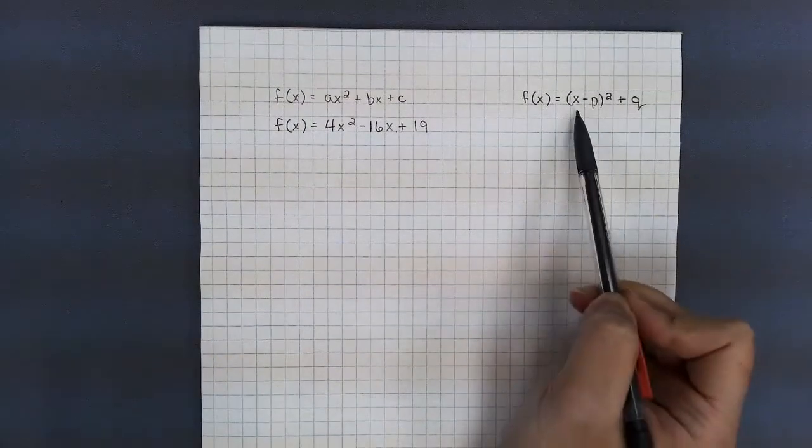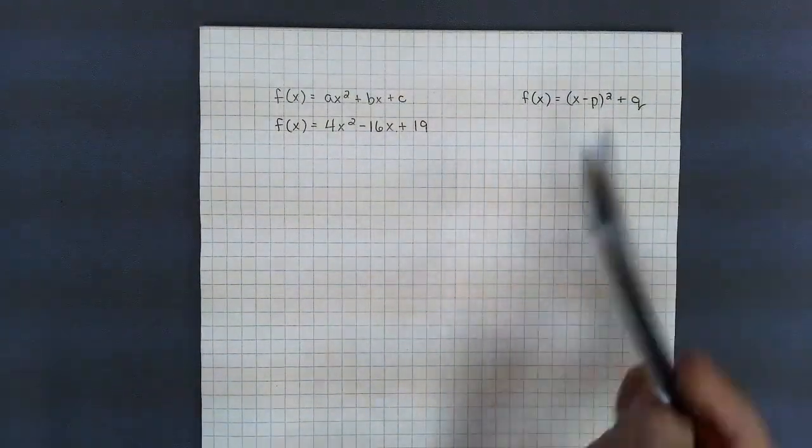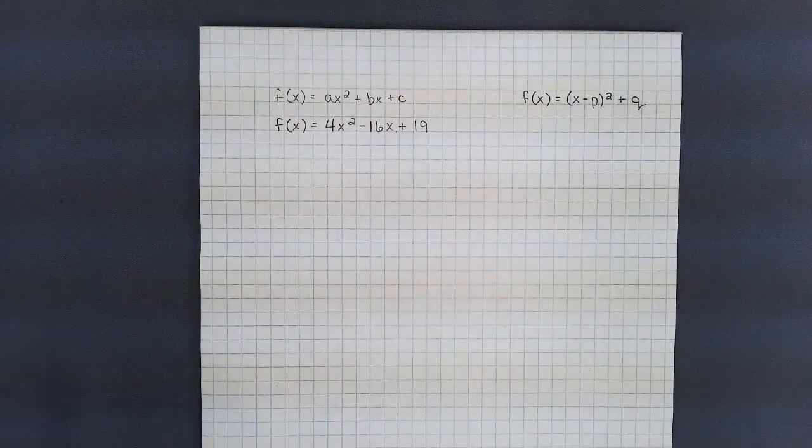So the previous video, we went from vertex form to standard form, which is a lot easier. But completing the square is section 3.3, so hopefully this video will help you out if you're struggling with that.